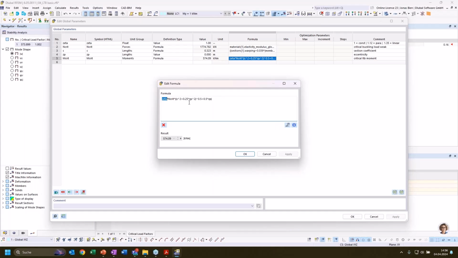So here we have a parameter that describes the moment distribution, which is zeta. It's 1 in this case for this simple case with uniform bending. Then we have the elastic buckling load, ncrit. That's the one that we already assessed in the first example. Then we have some parameter C that takes into account the warping and torsional stiffness of our section. And we have ZP, which resembles the eccentricity of the loading, which is in this case not important. And what we get from this formula is a critical bending moment of 574 kilonewton meter.